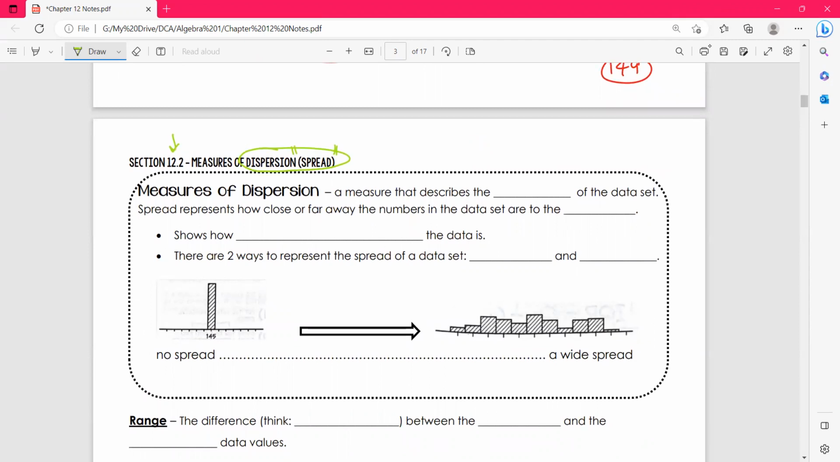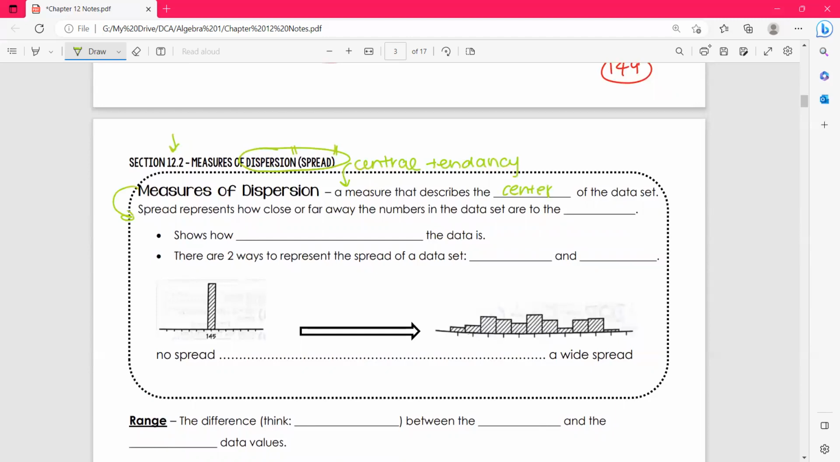Dispersion is thinking about how things are dispersed. And you've used this word outside of math class, right? Like if I had M&Ms, I'm going to disperse them in the classroom. I'm going to spread them out. I'm going to give some to eat to everybody. That's what measures of dispersion means. So remember, central tendency is a measure that describes the center of the data set.